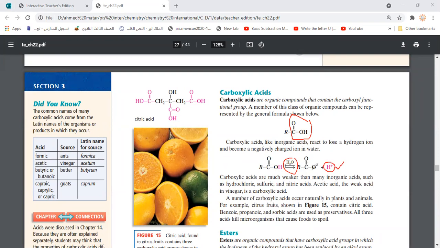And the others bond together to form the acetic acid one more time. That's why we consider them weak acids, because they are not completely ionized, but partially ionized. So carboxylic acids, or organic acids, are weak compared to inorganic acids like sulfuric acid or nitric acid, because nitric acid and sulfuric acid could ionize completely in water.